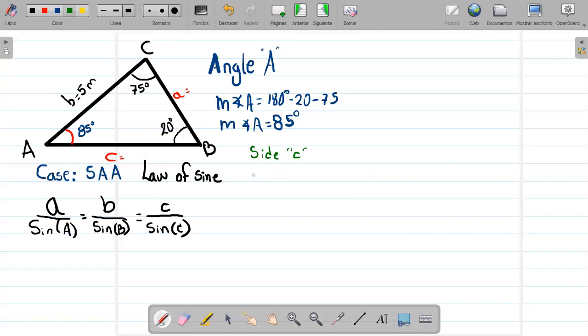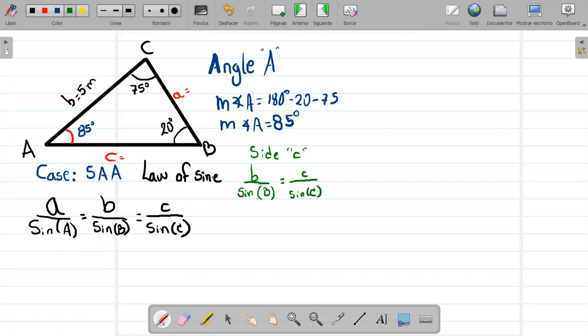So the structure of the equation we're gonna have is B over sine of B equals C over sine of C. So the way to solve this kind of exercise is very easy. Now we're gonna replace the information. As you can see, all we need to do is fit the information we have in here.